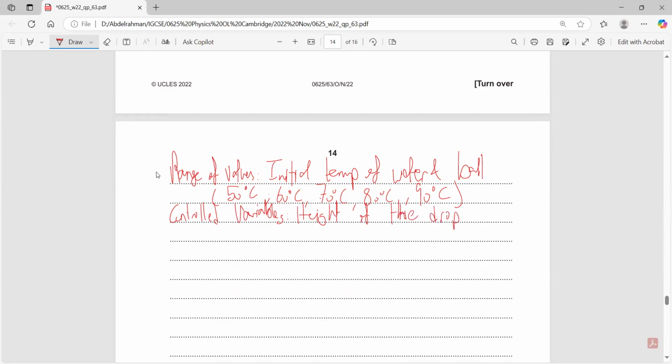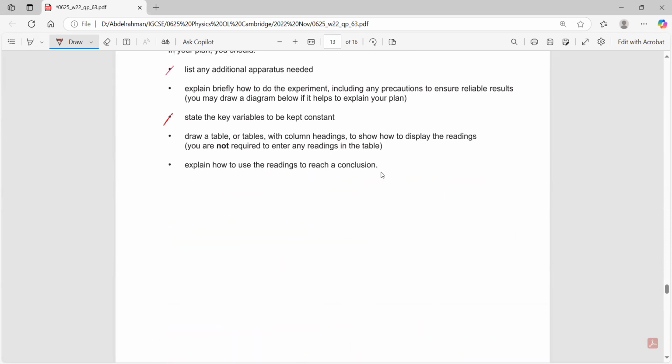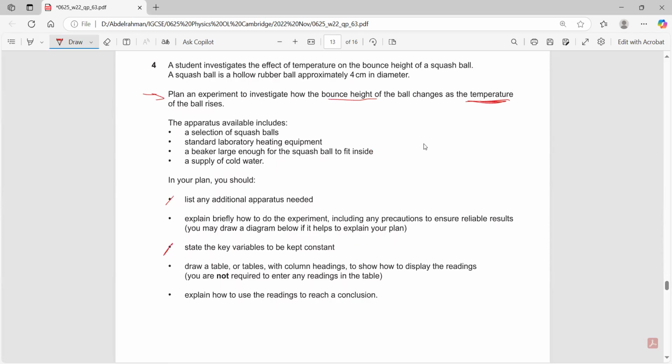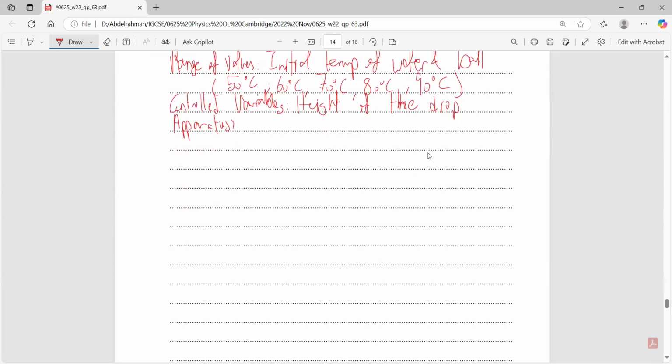And then, what about the missing apparatuses? Let's check out the apparatuses that we have. A selection of some squash balls, standard heating equipment. So you have the Bunsen burner and you have the cold water. We need a thermometer and we need a measuring tape or a ruler, right? We need a thermometer and a ruler, right?